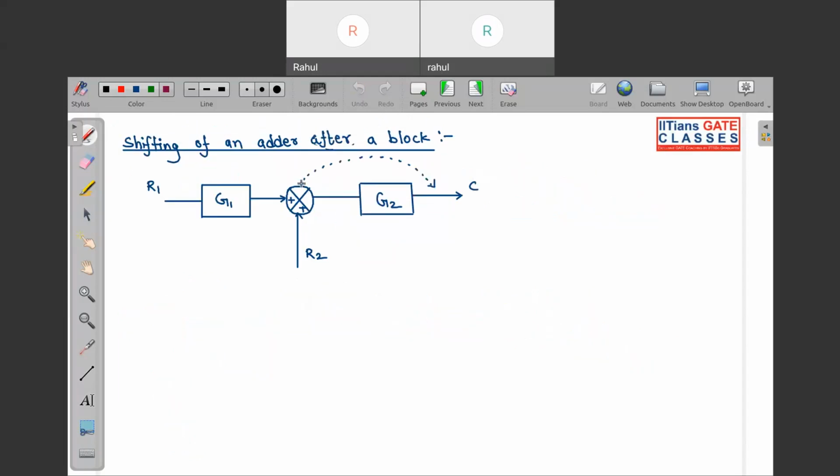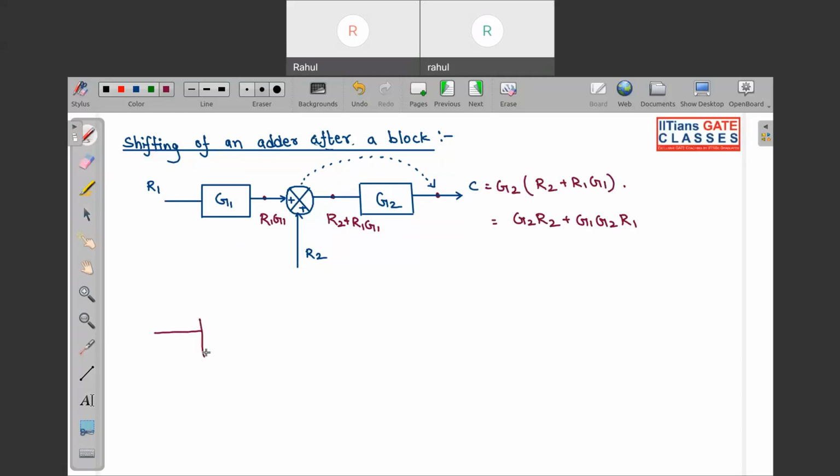Now next is similarly, if your adder or comparator goes ahead of a block, once again with the same logic you calculate the output at each place. So this will be R1 G1 over here. At this point it will be R2 plus R1 G1. Over here C is equal to G2 (R2 plus R1 G1). So solve it once more. This will be G2 R2 plus G1 G2 R1. Okay, fine. So now if we take this block ahead, what will happen?